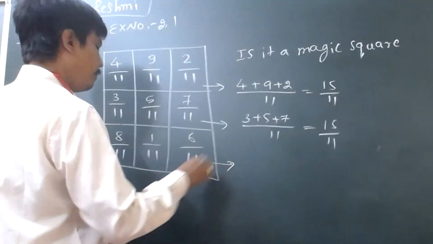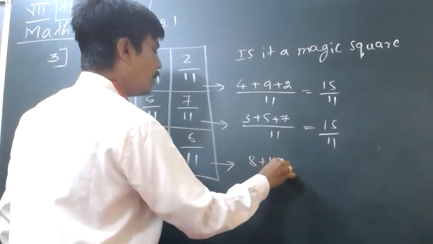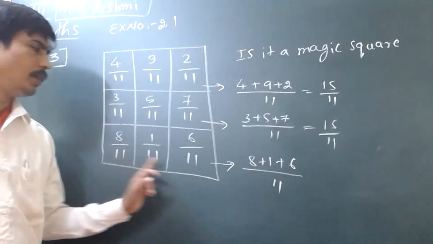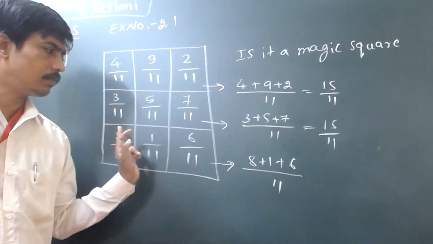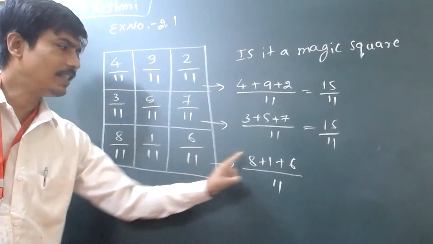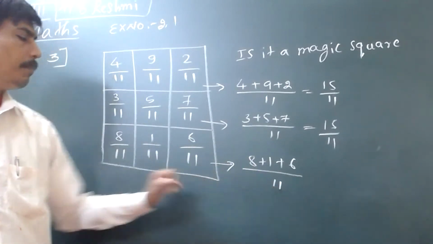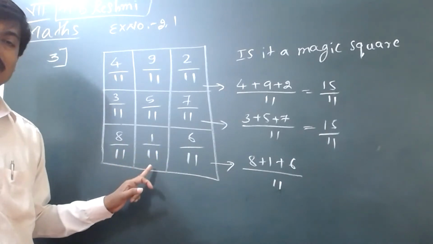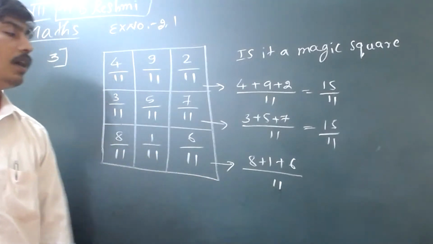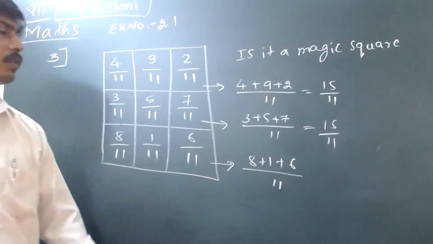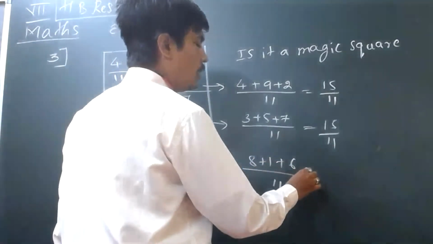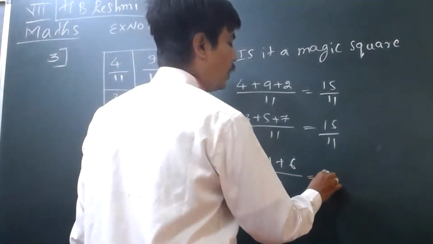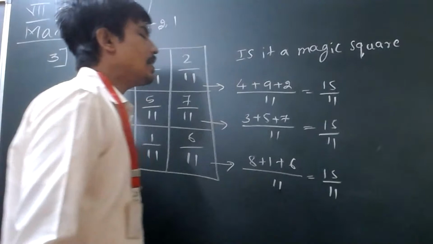Similarly, third, 8 plus 1 plus 6. When the denominators are the same, add the numerators: 8, 1, 6, and keep one of them as the denominator. You can consider the denominator of any one of these three fractions in the denominator place. If you add, 8 plus 1 is 9, 9 plus 6 is 15. So the row wise answer is correct.